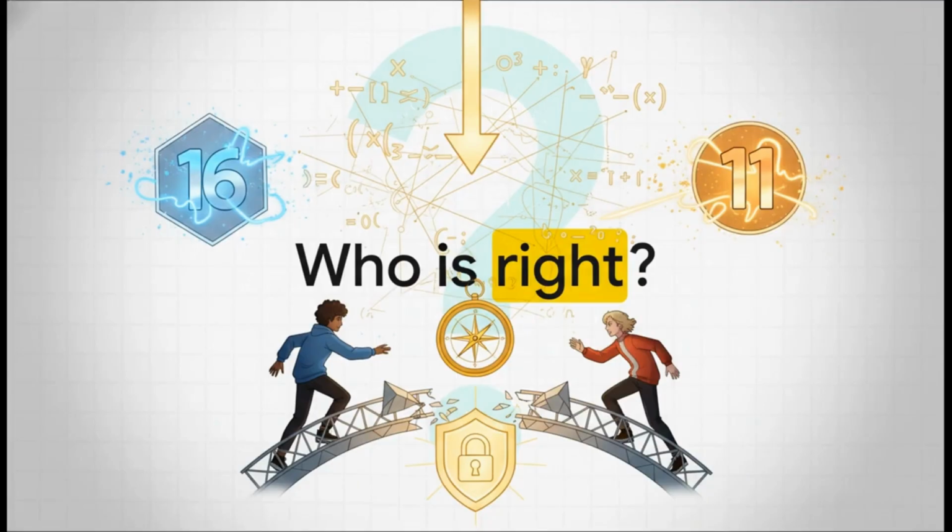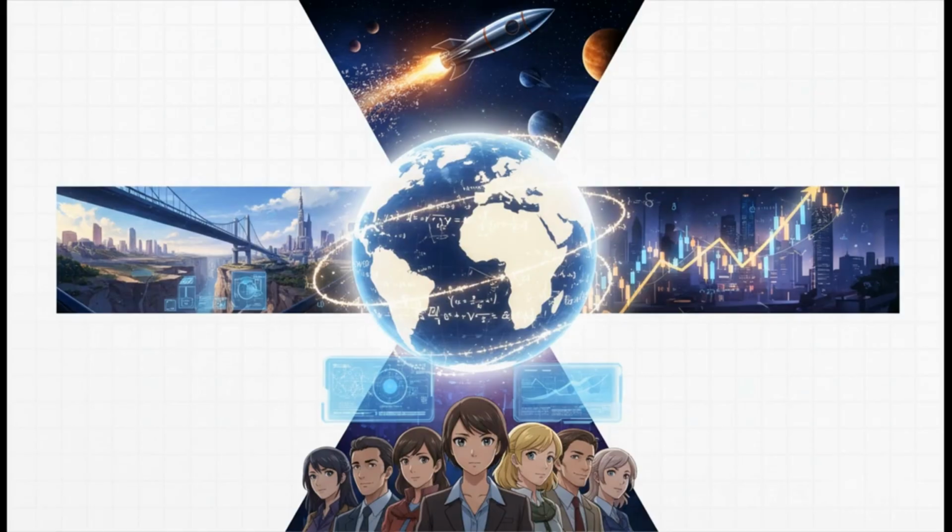So who's right? Is it 16? Is it 11? Can they both be correct? Well, the short answer is absolutely not. You see, in math, we just can't have that kind of ambiguity. There has to be one single correct answer for everyone. And that's why this is so important.